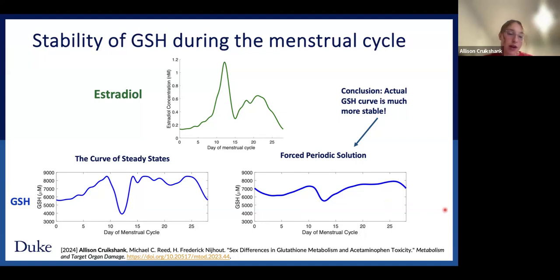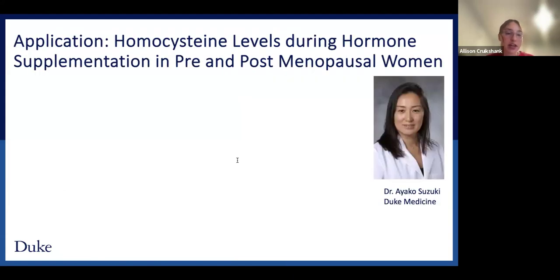And now I want to go to an application of our model. This application was introduced to us by a doctor at Duke in the medical school, Dr. Ayako Suzuki. She came to us with the problem of homocysteine levels during hormone supplementation in pre and postmenopausal women. If you remember homocysteine from that first schematic diagram I showed you, it's the molecule that connects one carbon metabolism to the glutathione pathway, and it's a key biomarker in cardiovascular disease.